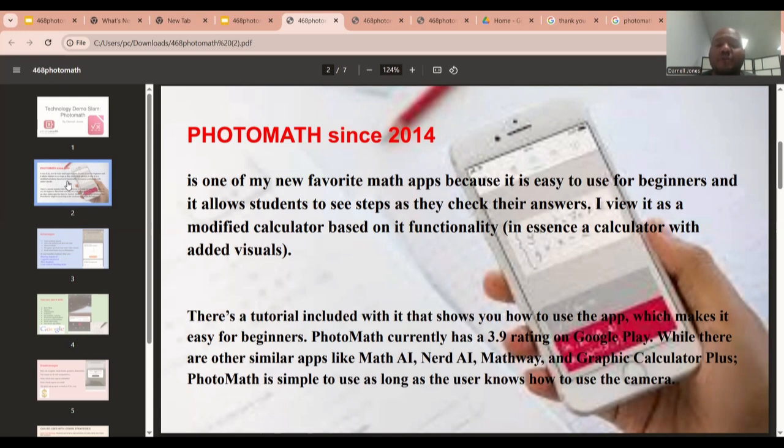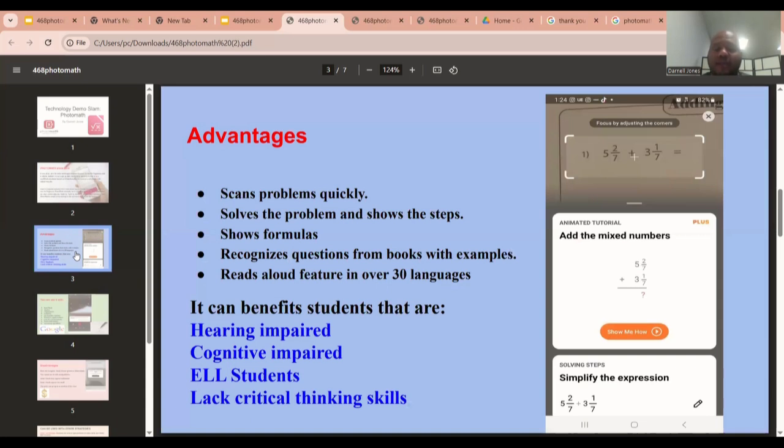There's a tutorial included with it that shows you how to use the app, which makes it easy for beginners. PhotoMath currently has a 3.9 rating on Google Play. While there are other similar apps like Math AI, Nerd AI, Mathway, and Graphic Calculator Plus, PhotoMath is simple to use as long as the user knows how to use a camera on the phone. By the way, you can use it for an Android or an Apple phone.